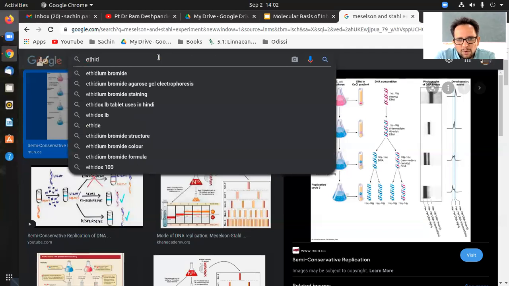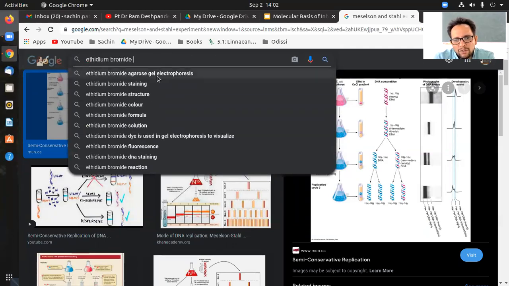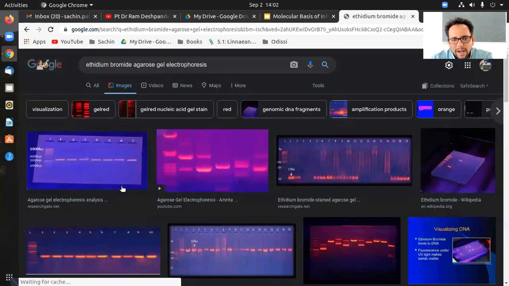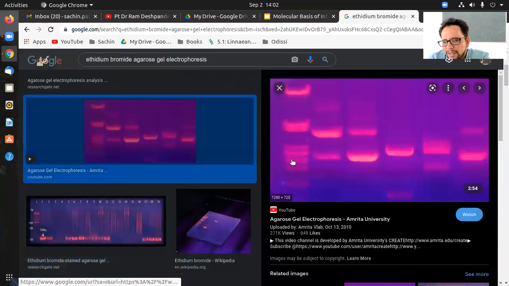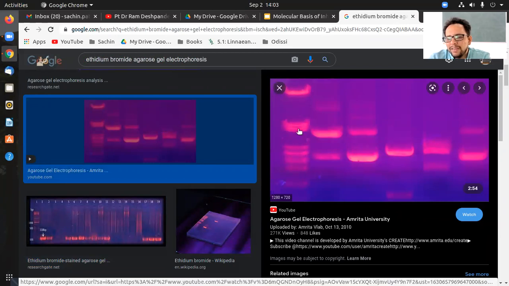Ethidium bromide agarose gel electrophoresis. Yeah, so these are the perfect images. Now if you look here, this or maybe this one is a little larger. So what you have is the ladder here, these are the markers. That means each individual DNA band is of a specific molecular weight. So this is usually 10,000 base pair, then 5,000, then 3,000, 1,000, and so on. The last one is usually 100 base pair. So that way we have a ladder.